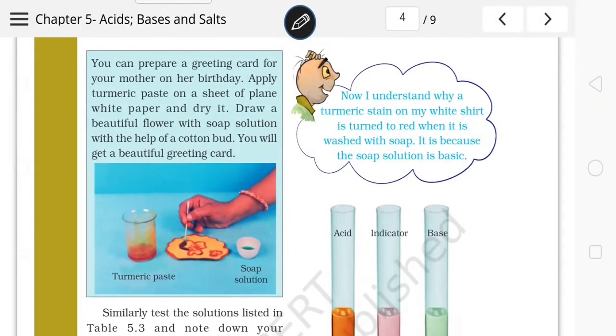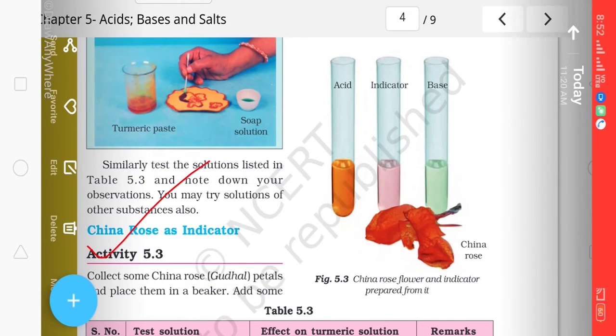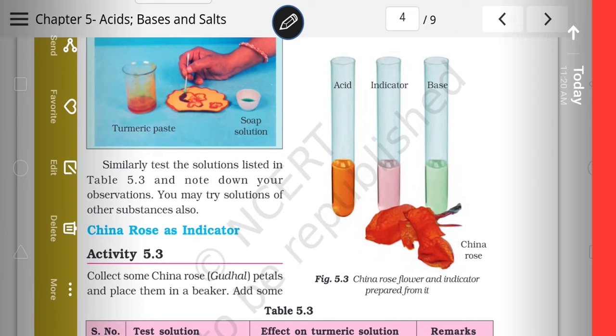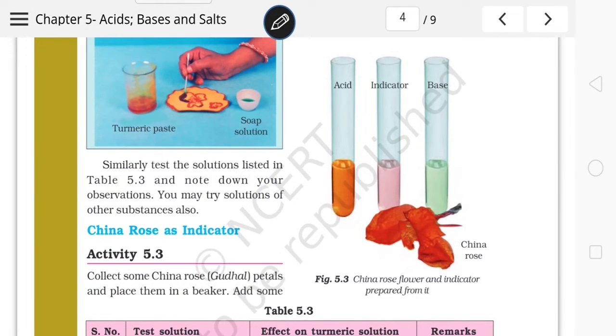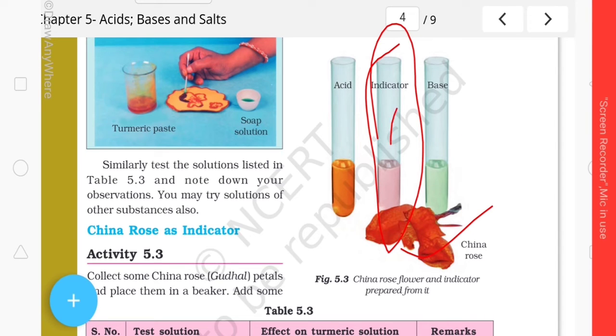Okay, and also we can see another type of natural indicator, which is China rose. Yes, China rose is also a natural indicator. Now we shall find out the proof, how China rose helps us to identify whether a substance is acidic or basic. For that we need a solution of China rose petals. These are the petals of China rose, and the solution is made from the China rose. This test tube which is in the middle is the solution of China rose petals.